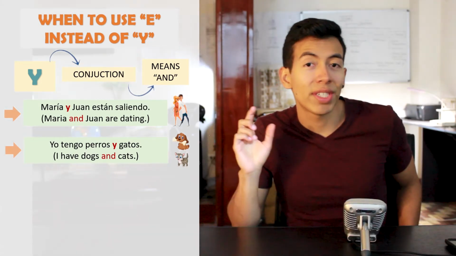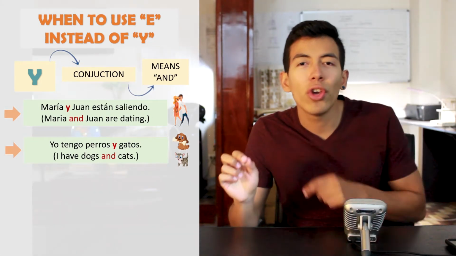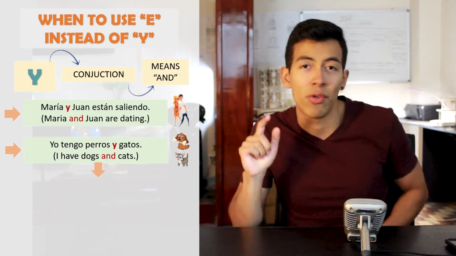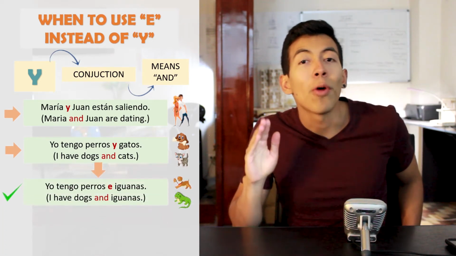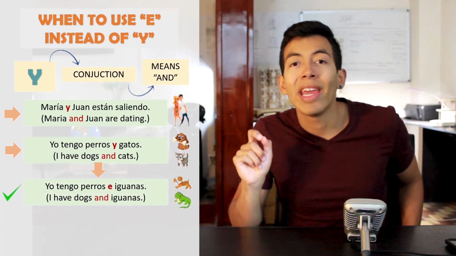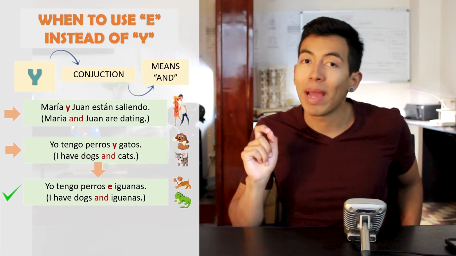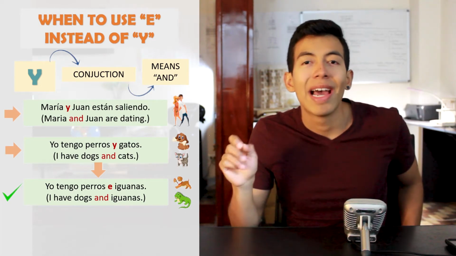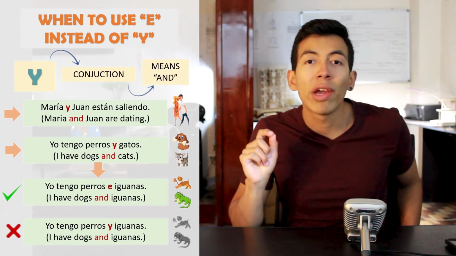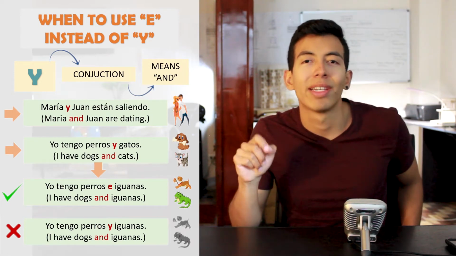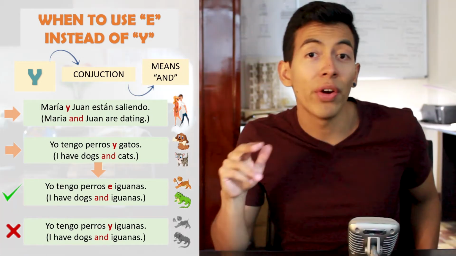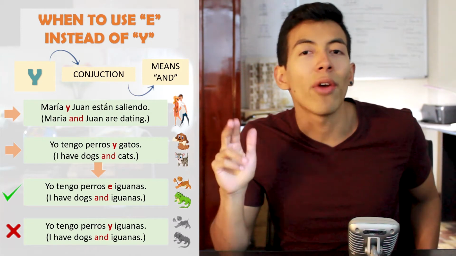Now let's change the sentence a little bit and I'm going to use the word "y". And you are going to see. "Yo tengo perros y iguanas." I cannot say "yo tengo perros y iguanas." So what do you think about that? There is a rule and I'm going to be talking about it right now.